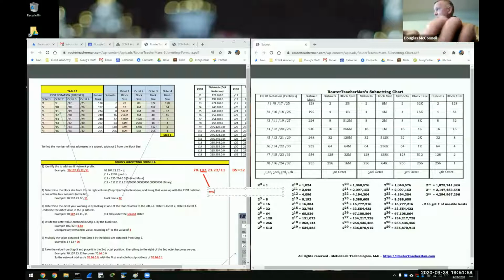$32, oops, and we divide it by, or 107, we divide it by the block size. Oh, I did that backwards, sorry. We take 107 and we divide it by the block size.